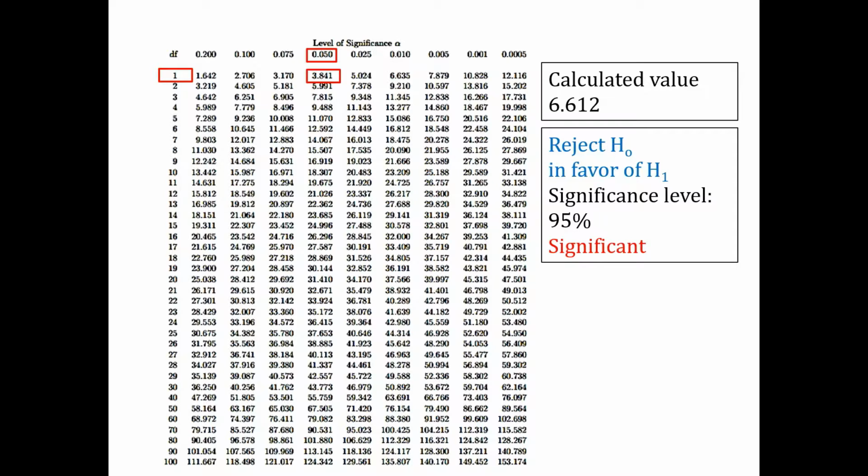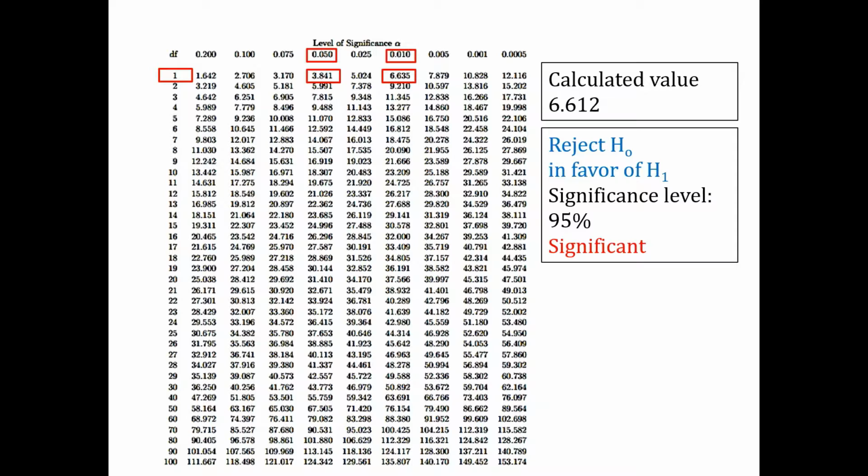Now, what is the next step? We want to check whether our result is significant at the next level of critical probability or not. So what is our next level of critical probability, or what is our next level of significance? The next level of significance is 99%, or the critical probability of 0.01. And what is the value here? It is 6.635. So this value is pretty close to our calculated value.